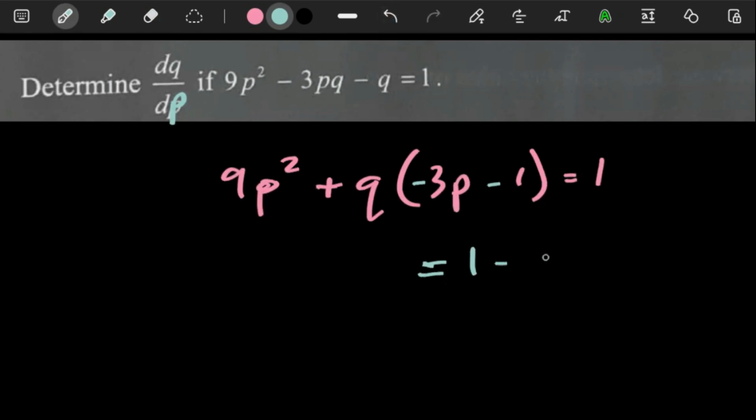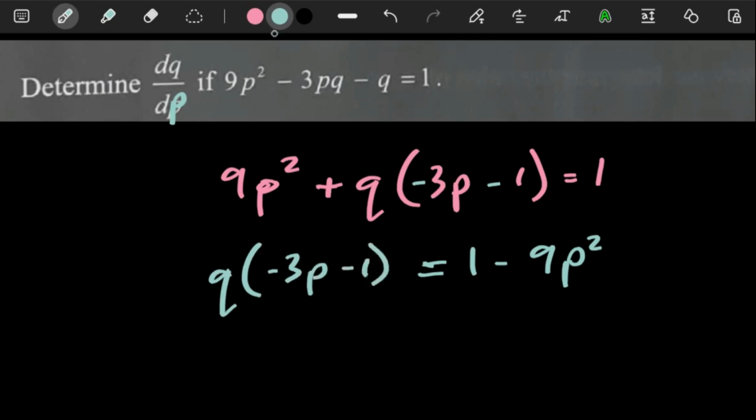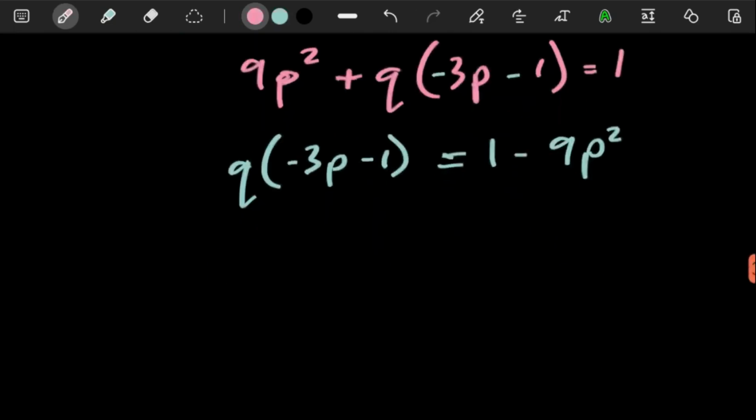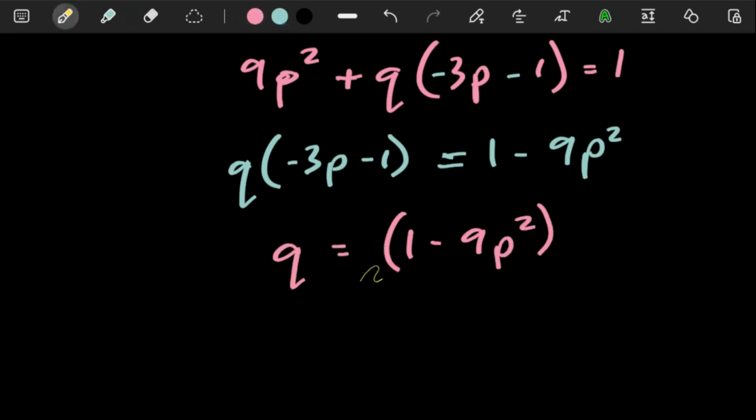1 minus 9p squared goes over to the other side. And then you're gonna have Q here, negative 3p minus 1. And then this is looking quite interesting. Divide both sides by this bracket, right? You're gonna have Q is equal to 1 minus 9p squared, the whole thing divided by negative 3p minus 1. So that's the big idea here.